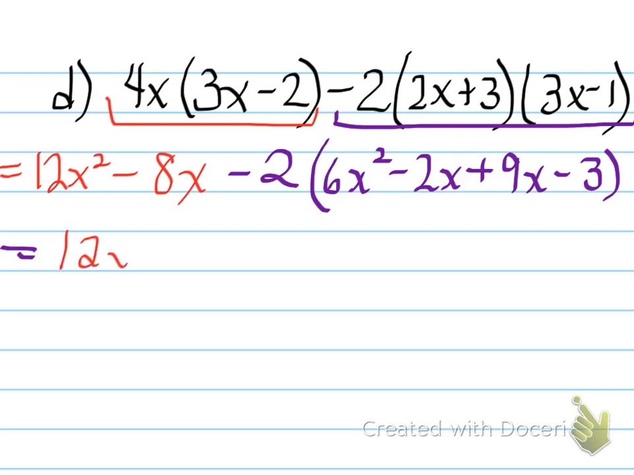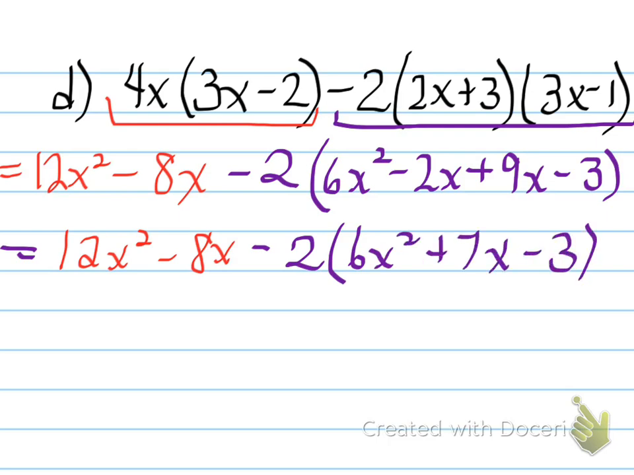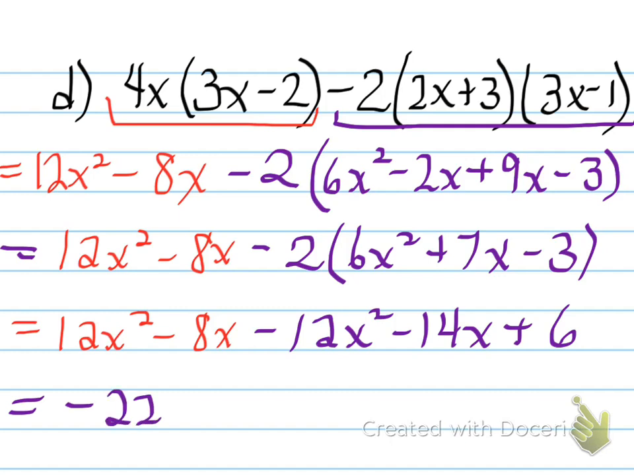And what we're going to do is expand again, leaving the first part alone, just the way it is, but multiplying this negative 2 in. First we're going to collect like terms here. Let's collect the like terms, and that's minus 2x plus 9x is plus 7x. We're going to multiply the negative 2 into each piece here so that we get 12x squared minus 8x minus 12x squared minus 14x plus 6.